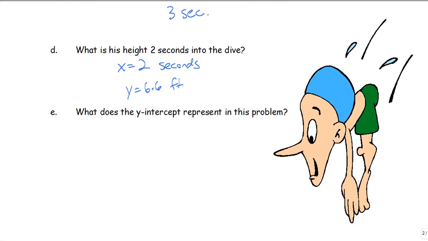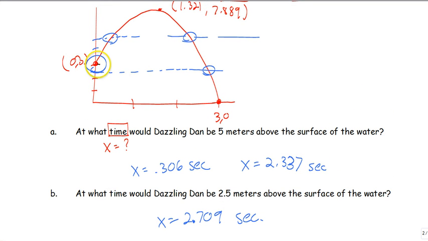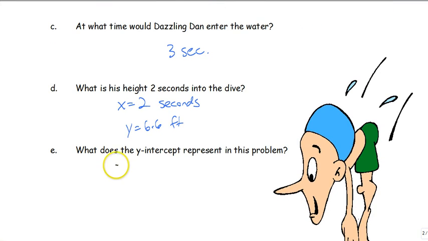What does the y-intercept represent in this problem? Let's look back at our graph. Here's the y-intercept. That is where he's starting his dive, so we would probably say that that is the height of the springboard, right? The height of the springboard, because that's where he's starting his dive.